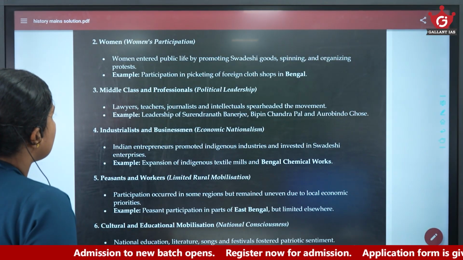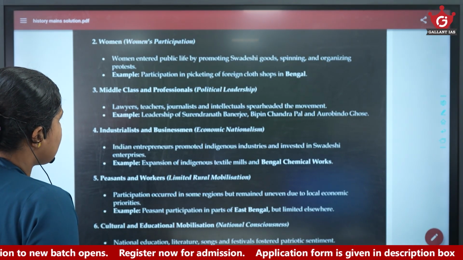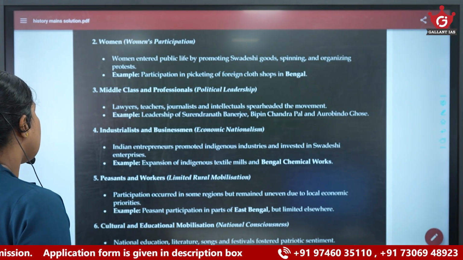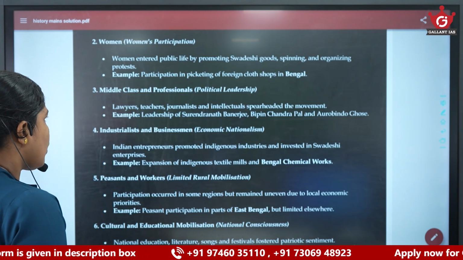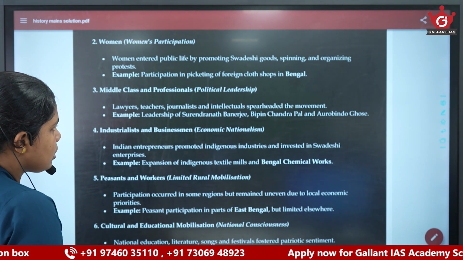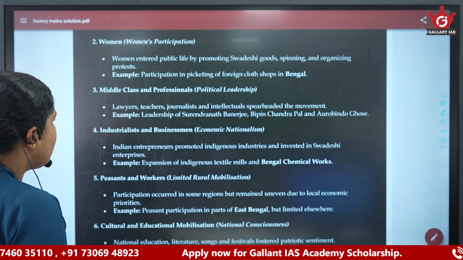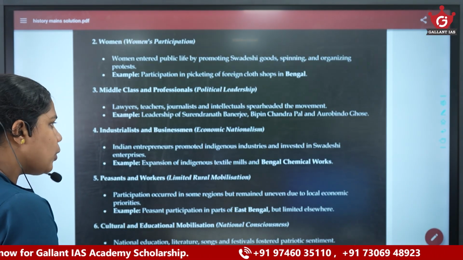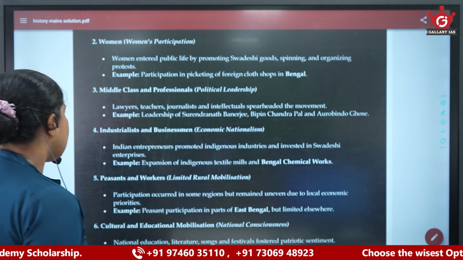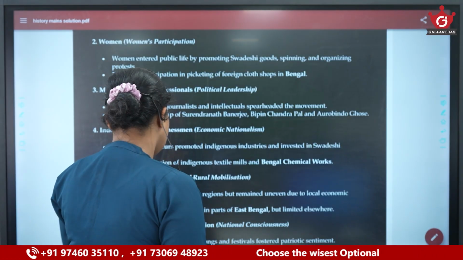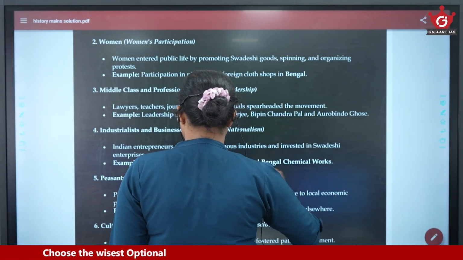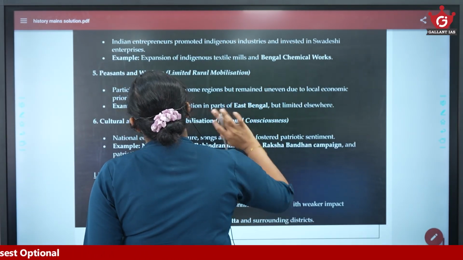Next about women. You can talk about how they promoted Swadeshi goods, spinning, etc. That is participation, picketing, these kind of things. Then middle class and professionals, lawyers, teachers, journalists, intellectuals, etc. participated in the movement. You can mention about Surendranath Banerjee, Bipin Chandra Pal, and Aurobindo Ghosh. Okay. Next about industrialists and businessmen. Then expansion of indigenous textile mills, Bengal Chemical Works, etc. You can mention. Next is the peasants and workers.